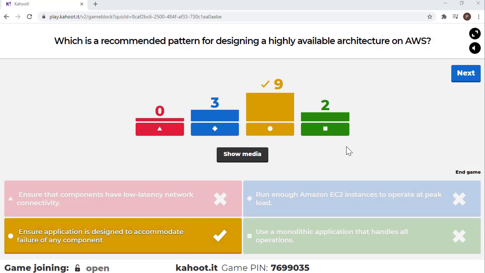Okay. So yes, the right answer is ensure application is designed to accommodate failure of any component. That's how highly available architecture would be: if there is no single point of failure, if the component is designed in a way that in case of a specific failure it can be accommodated in some other way, then your application will be truly highly available. Moving on to the next question.